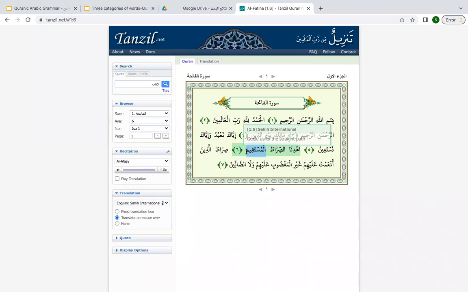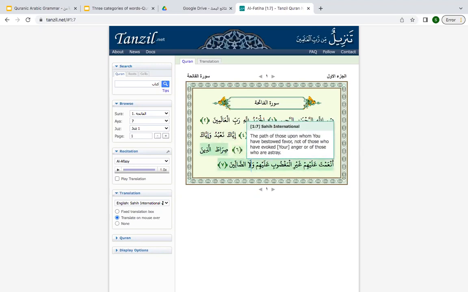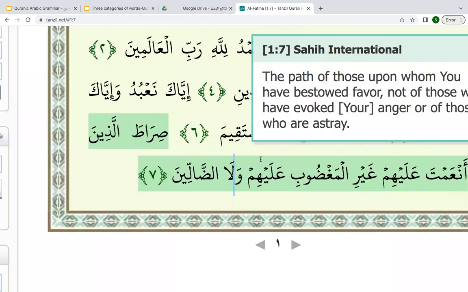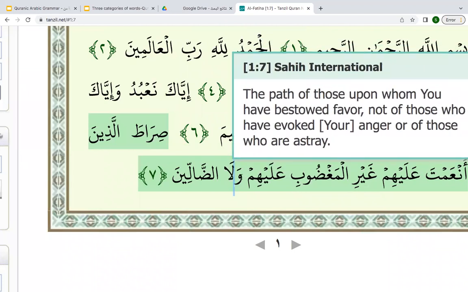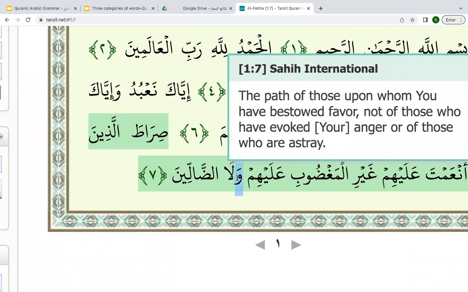Perfect. Okay. So now, if I give you this word, la, what will you call it? What about this word here, va? Why are you calling it harf?